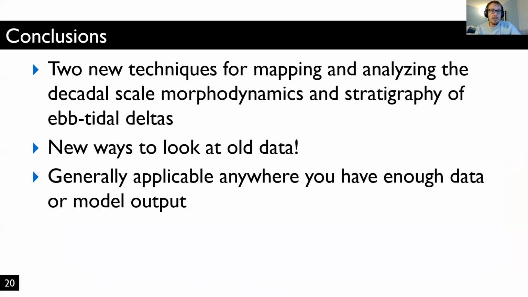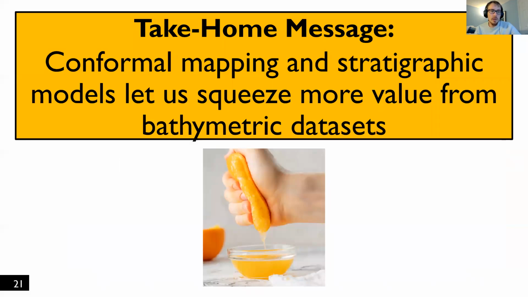So in the end, we have this conformal mapping and the stratigraphic modeling approach, and it just gives us new ways of looking at decadal scale morphodynamics and stratigraphy of these deltas, and just new ways of looking at old data, and it's pretty much applicable anywhere that you have enough data or this kind of model output. What do I want you to come home with? Just that this conformal mapping and stratigraphic model allow us to squeeze more value from these bathymetric data sets.